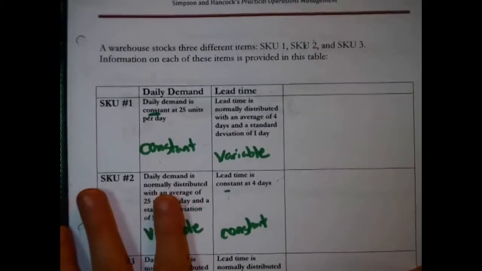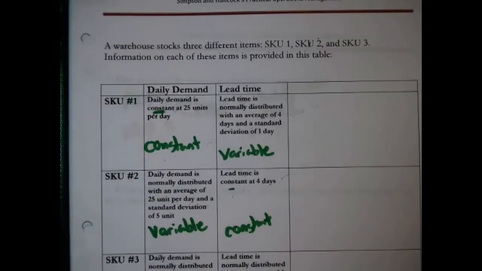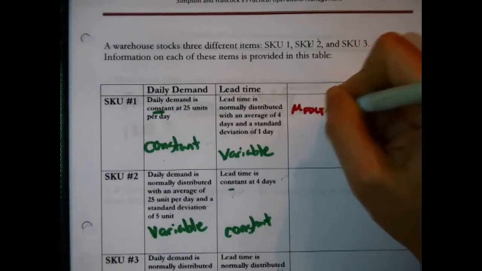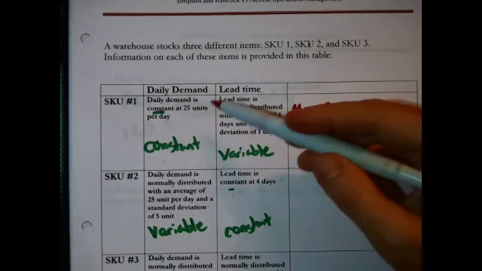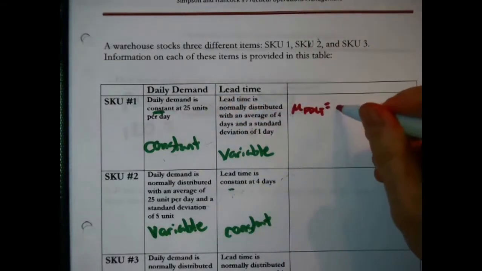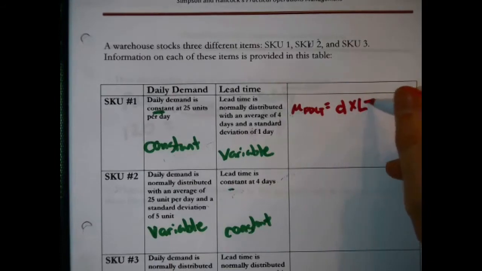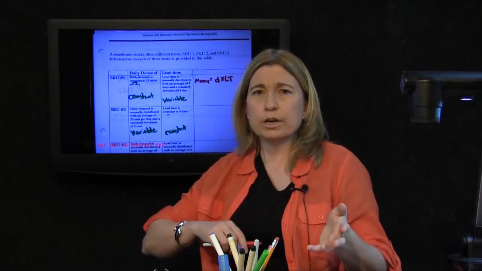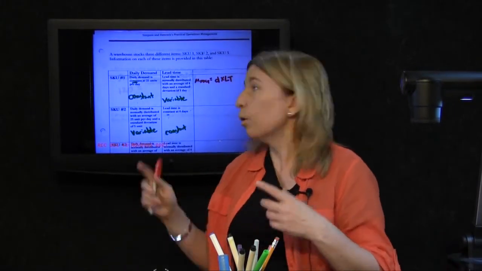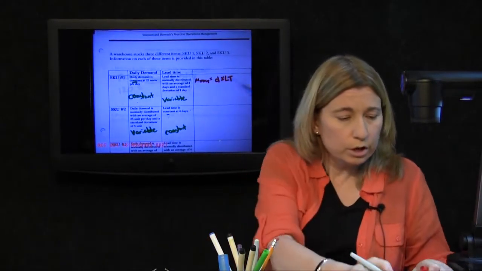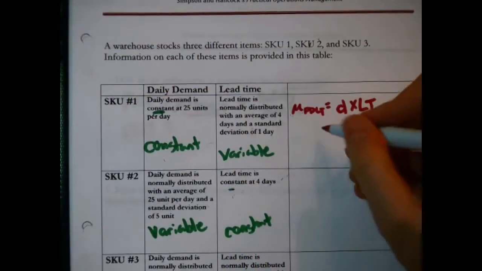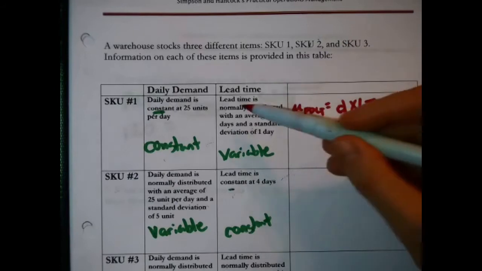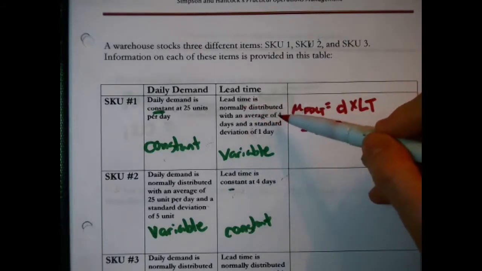In the case of SKU1, the first stock keeping unit, average demand during lead time, well, in a certain sense, you could think of it as logic: daily demand times the length of the lead time. Because on average, how much are you going to need during lead time? Well, how much do you need each day? And on average, how long is lead time? All right, let's just fill in those numbers. So for the case of SKU1, it says demand's constant at 25 units a day, and lead time's normally distributed with an average of 4 days.